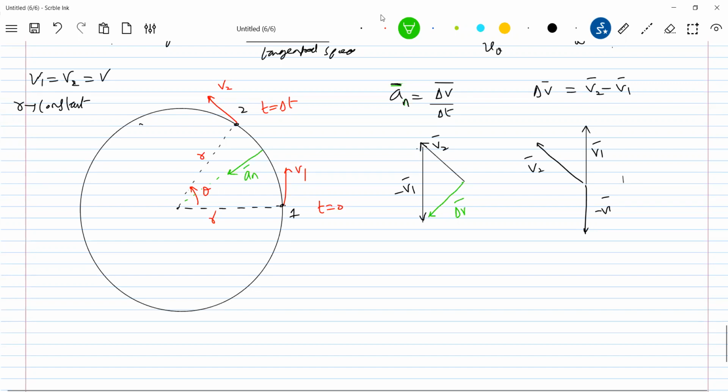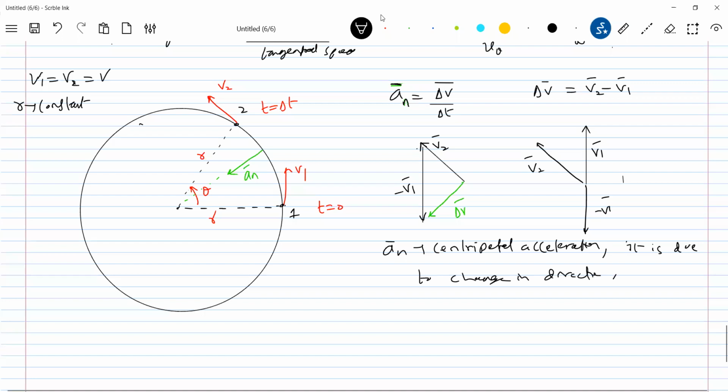So why should AN be towards the center? This particular AN, rather than radial acceleration, I'll call it centripetal acceleration. Why is it so? This acceleration is due to change in direction of motion, not due to change in speed. It's purely due to change in direction of motion. So due to change in direction of motion, there will be one acceleration directed towards the center. That is what we call centripetal.